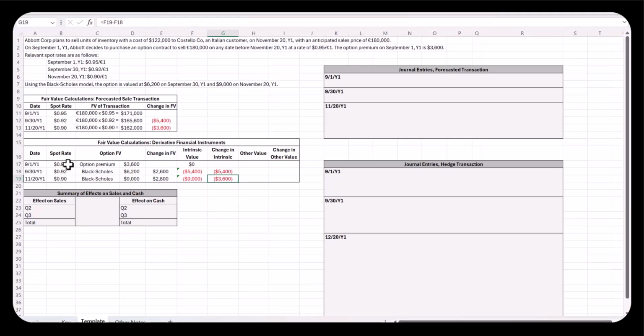Now, the other value is a function of time. So when we calculate the other value of the option, we're going to basically look at the overall option value.